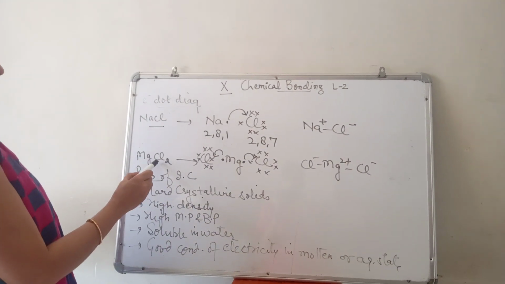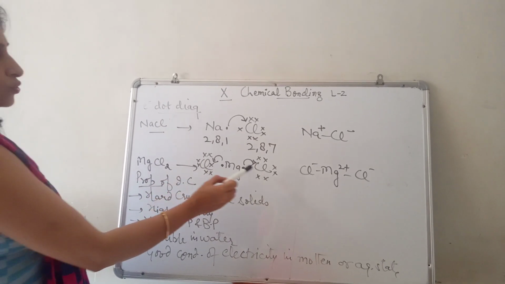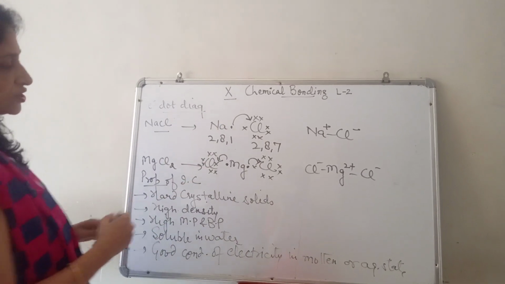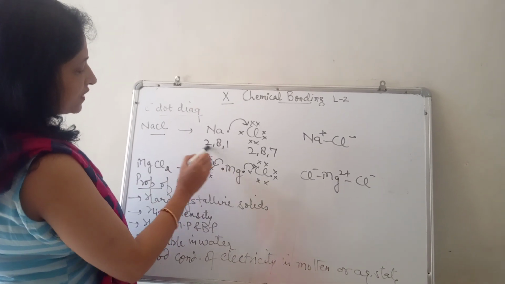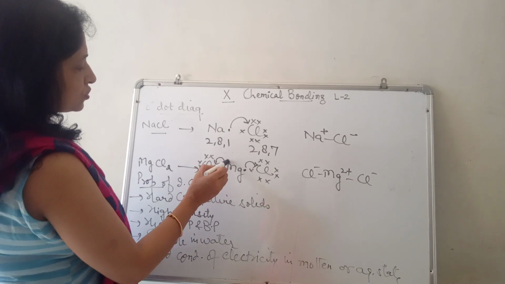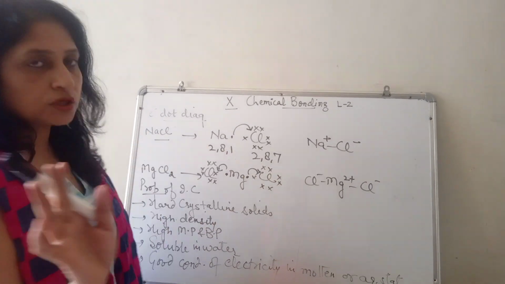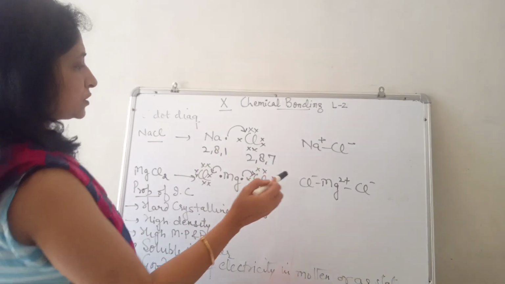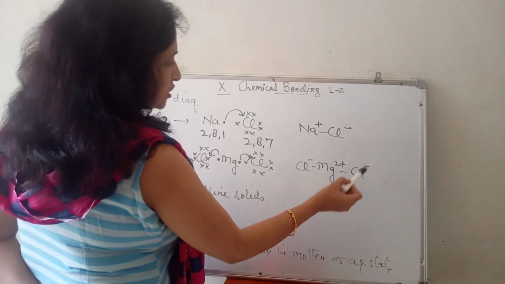Then magnesium chloride, that means magnesium is surrounded by 2 chlorine atoms. So magnesium is having 2 valence electrons and chlorine is having 7 valence electrons. So one is transferred here and one is transferred here to complete the octet. So 2 positive charge on magnesium and 1 negative charge on chlorine.